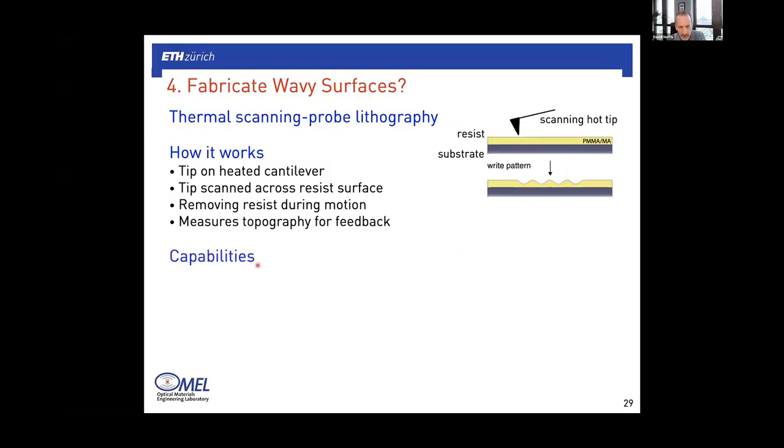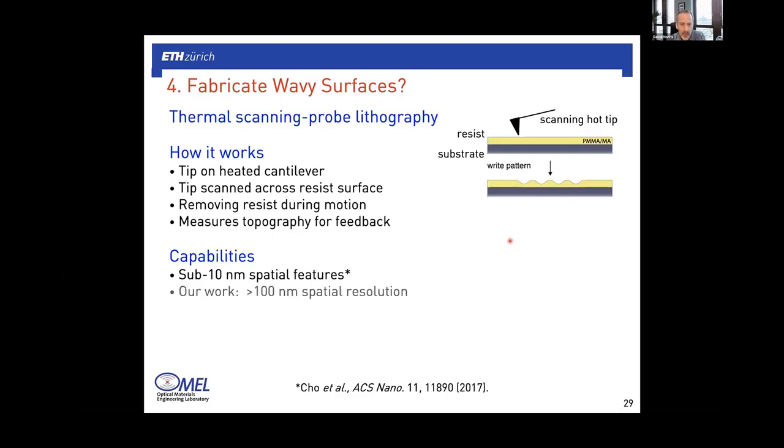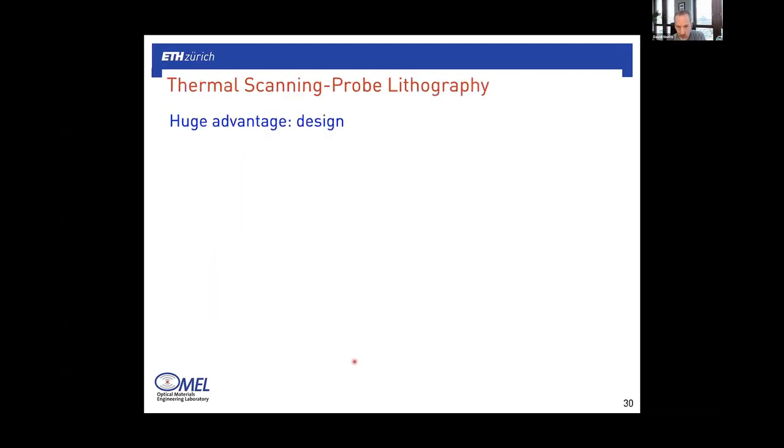And the capabilities of this approach in the hands of the people that developed it at IBM Zurich, this is a paper from Armin Knoll's group, they could get sub 10 nanometer lines, so spatial features in X and Y in the plane. In our work here, we're going to restrict ourselves to above 100 nanometer spatial resolution in plane, but we are going to utilize the fact that you can get amazing control in the height of your profile, so in Z. And so I'm going to show you some patterns that have below 2 nanometers root mean squared error on their height over a whole pattern. And it turns out this is a fairly simple and flexible approach for what we're trying to do.